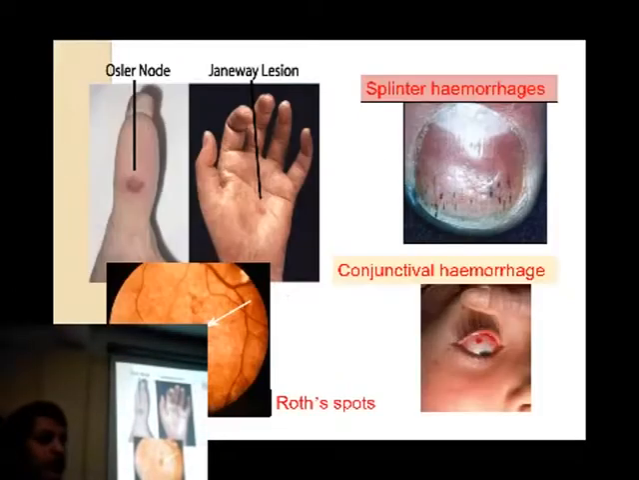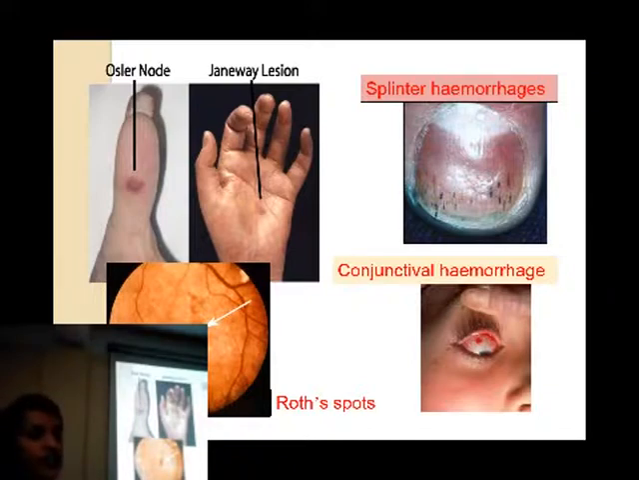So here you can see the pointer is not working. That's okay. You can see the Osler's node, which is very painful. This is an elevated node. It is an immunological reaction, immune deposition on sites, different vascular areas generate these nodes.